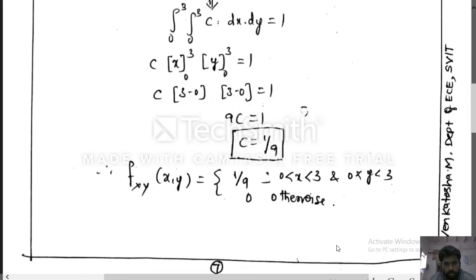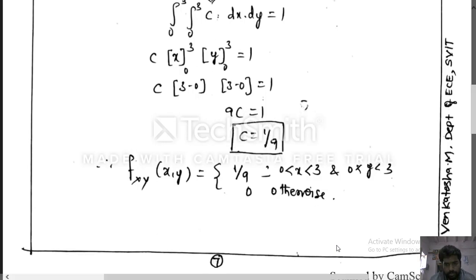Therefore the given joint PDF can be written as f(xy) of x, y equal to the constant c. Now we came to know the value of c is 1 by 9. Therefore the PDF value is 1 divided by 9 when the value of x and y is in between 0 to 3 and is 0 otherwise.